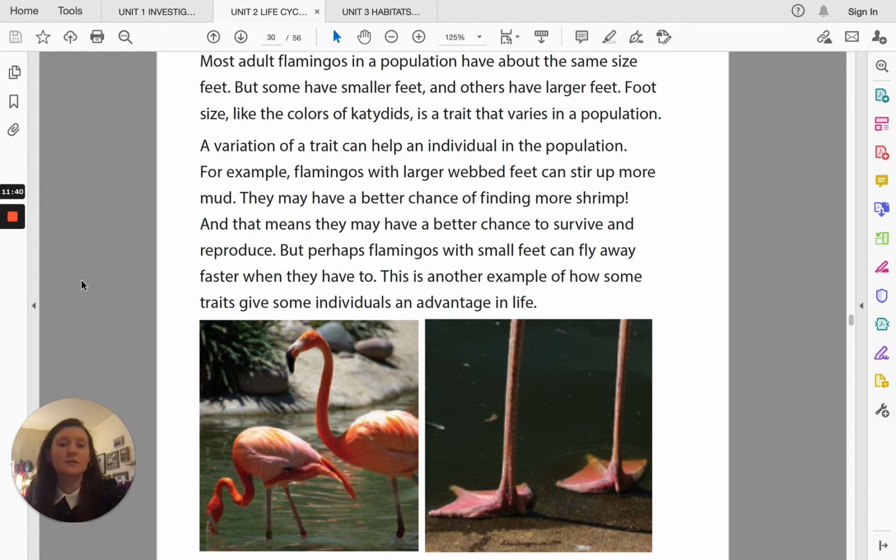A variation of a trait can help an individual in the population. For example, flamingos with larger webbed feet can stir up more mud. They may have a better chance of finding more shrimp, and that means they may have a better chance to survive and reproduce. But perhaps flamingos with small feet can fly away faster when they have to. This is another example of how some traits give some individuals an advantage in life.